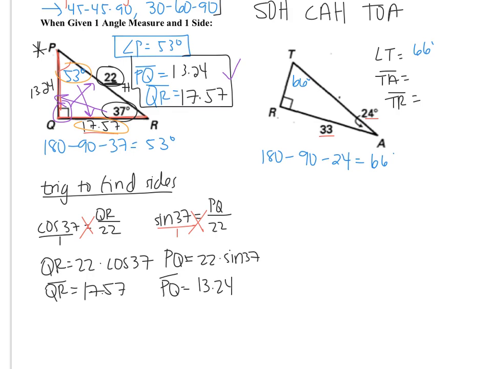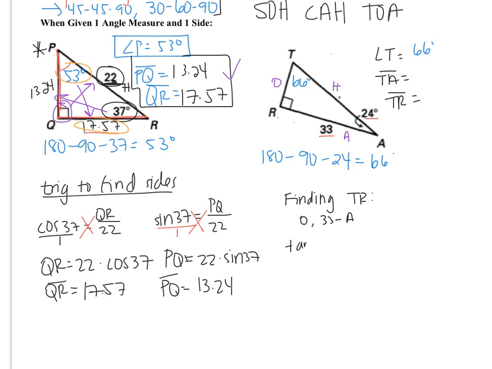So that 33 is going to be the adjacent side, TR will be the opposite, and then TA will be the hypotenuse. So I'm going to start with finding TR. Okay, so to find TR, I have a 24-degree angle. I have the opposite side, which is TR, and then I know 33, which is the adjacent side. Now, if I have opposite and adjacent, looking above is tangent.